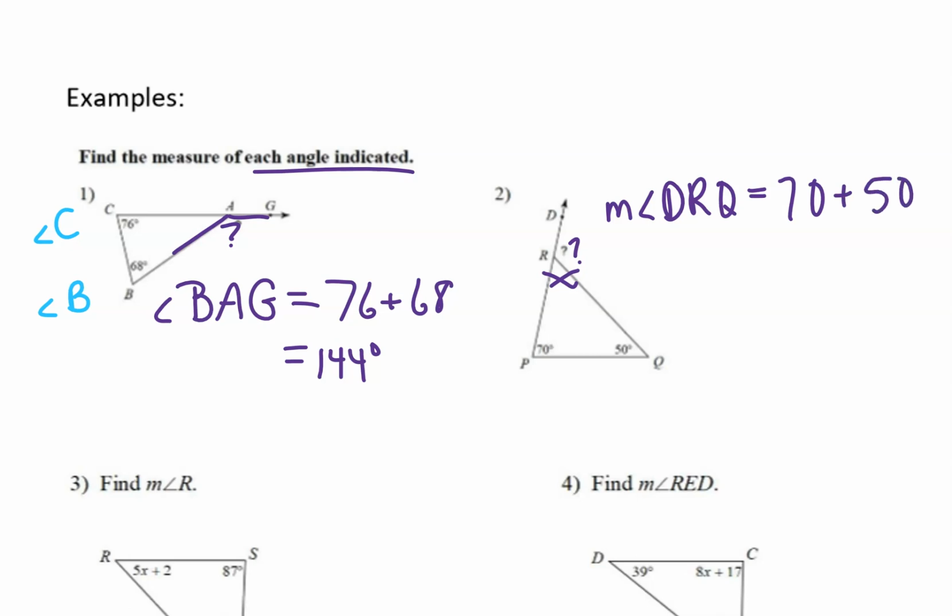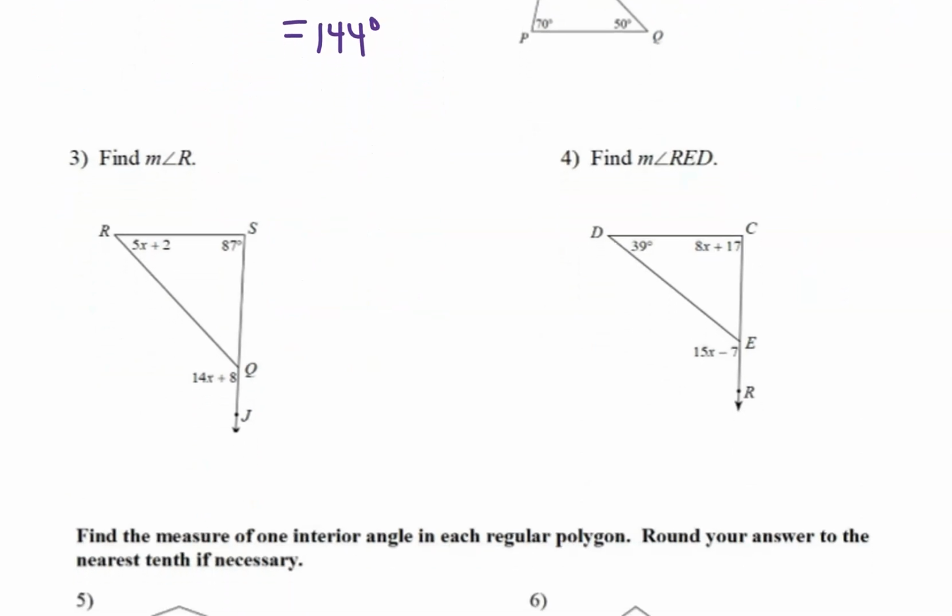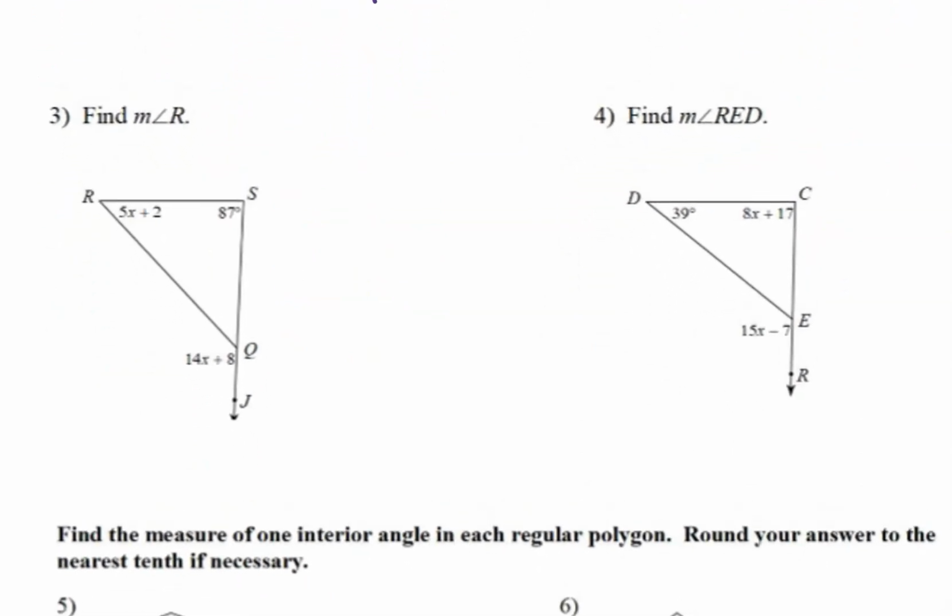70 plus 50 is 120 degrees. Those are pretty straightforward when they're just numbers. What do you notice is different about the next two? They have letters. Yes. They have variables, and now all of a sudden we have expressions.